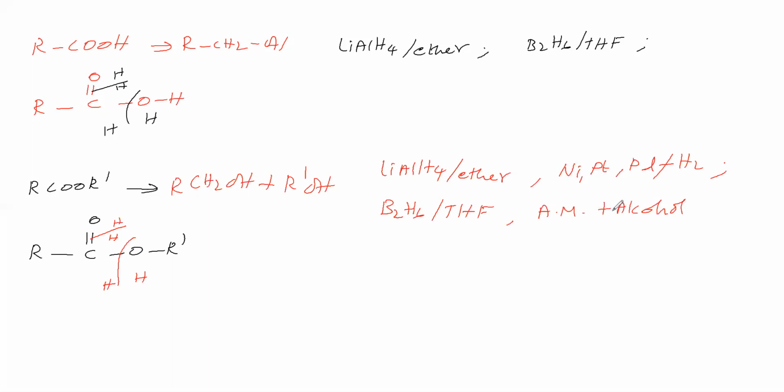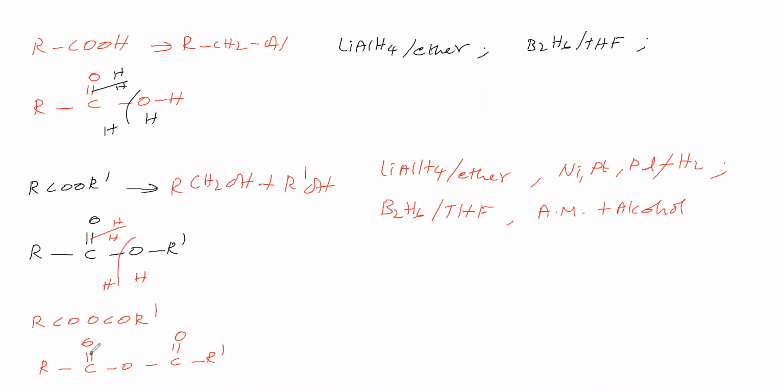Okay, next we will take anhydride. This anhydride on reduction gives alcohol. How we are getting alcohol, that we will see. This is the anhydride, RCO-O-COR'. In the carboxylic acid, if you remove water you will get anhydride.